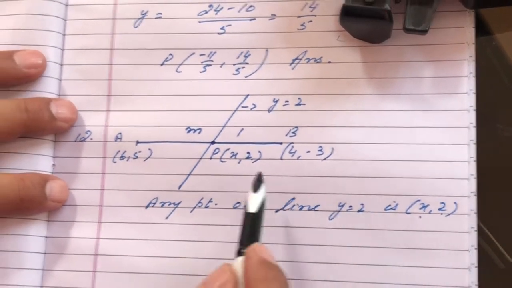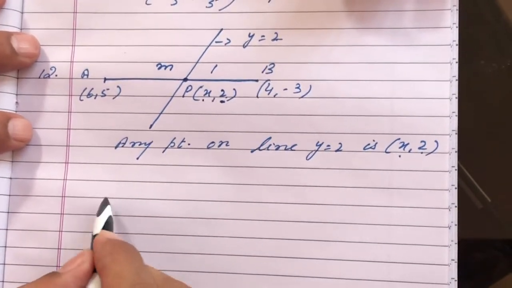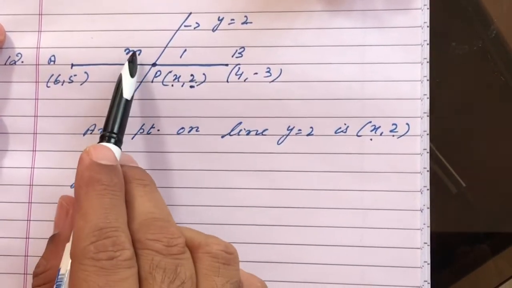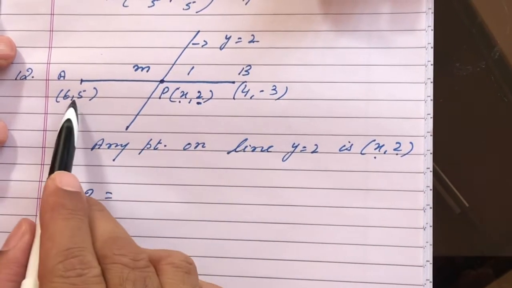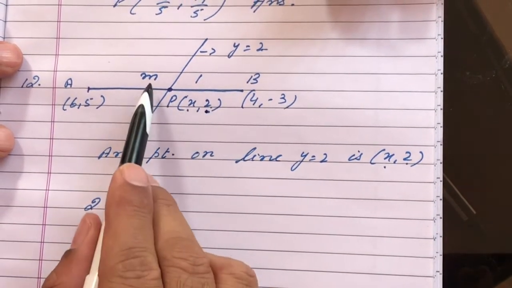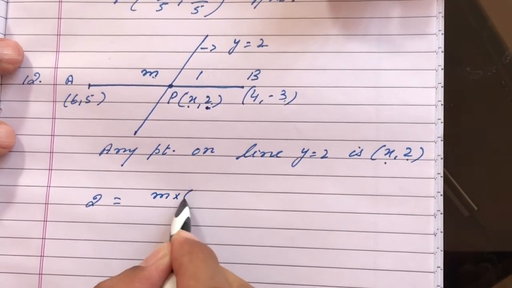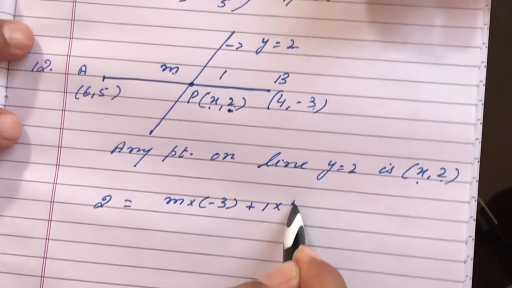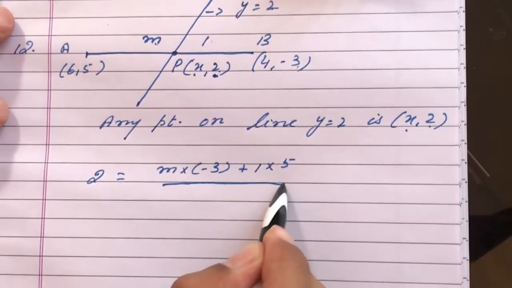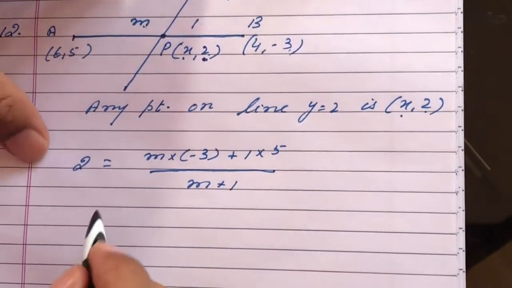Now I know the point's y coordinate 2. I don't know the value of x. So I take 2 is equal to m1 y2 plus m2 y1 upon m plus 1. I have to take the y coordinate because this is the y coordinate. Then I cross multiply.